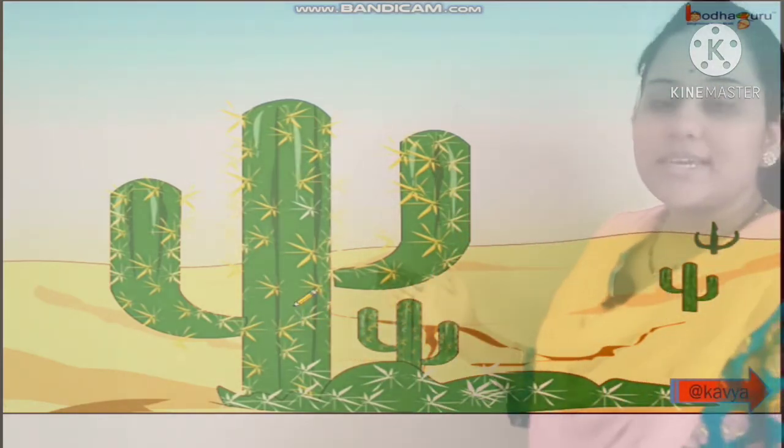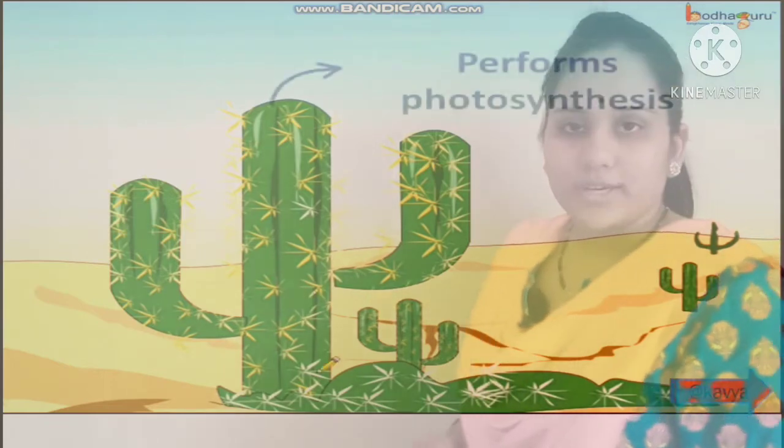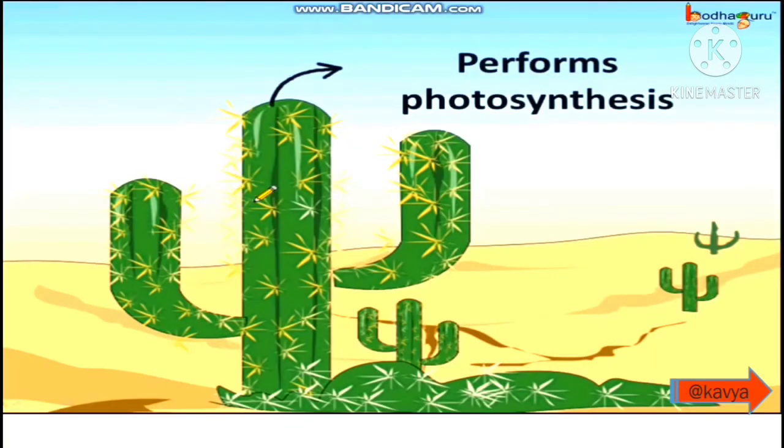Why? This is because the cactus stem carries out the process of photosynthesis, meaning it can prepare food. Not only that, the stem also stores water. And what about the leaves? The leaves are changed into spines so that water loss due to transpiration is minimal.